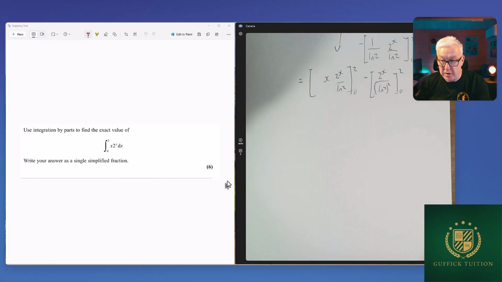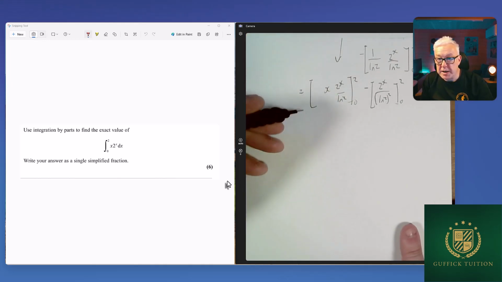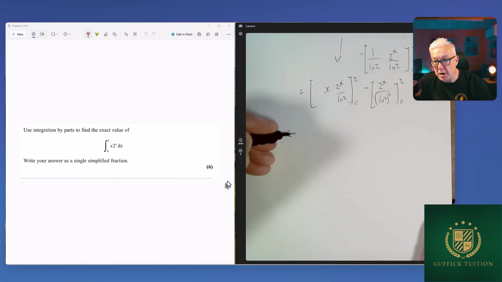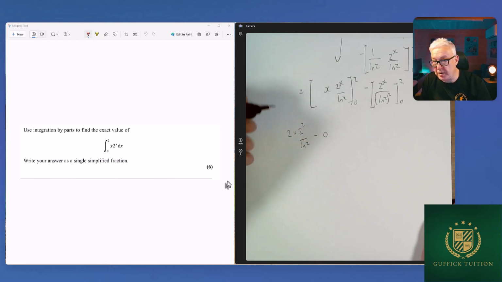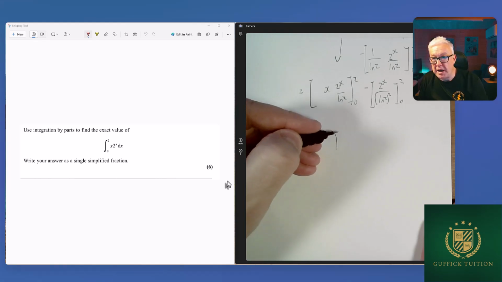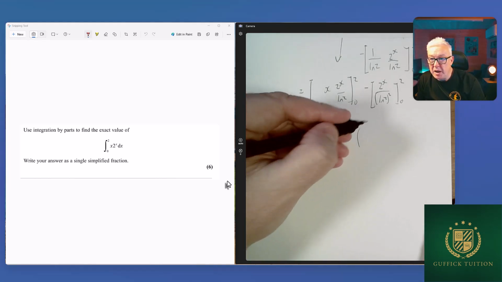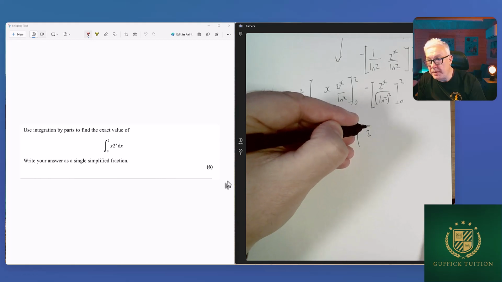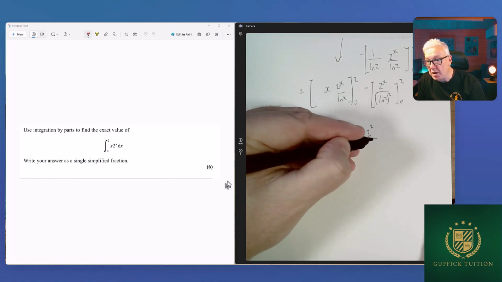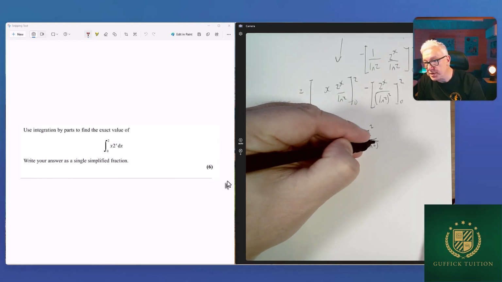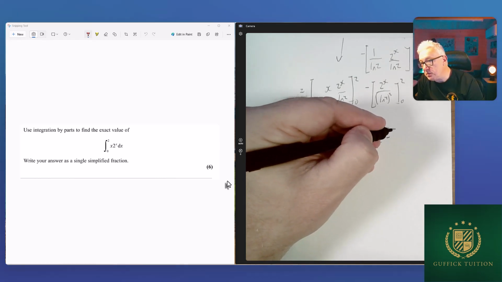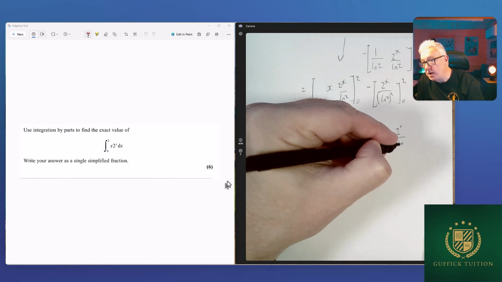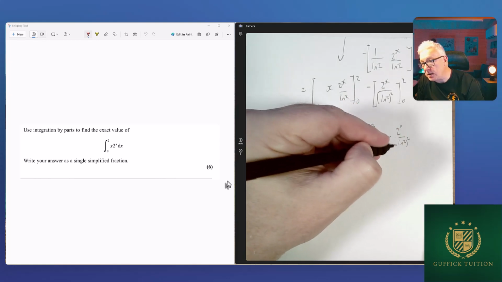When we sub in here now, so subbing in the 2, that's going to give us 2 times 2 to the 2 over ln 2, minus 0 times 2 to the 0. So that's just going to be nothing. Okay, and then here we've got minus 2 to the power of 2 over ln 2 squared, minus 2 to the 0 over ln 2 all squared, like so.